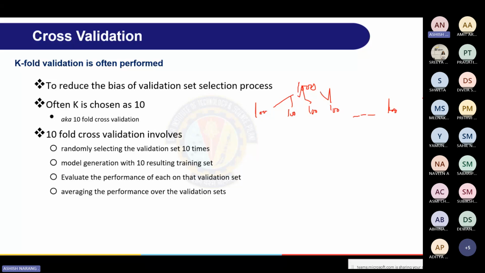In this way, I will train 10 models, see the performance of the 10 models, and then take the average of each. So I'll have a better estimation of the model performance. I'll reduce the dependence on one random training-test split. I'll have efficient use of limited data. And of course, this will also avoid overfitting more reliably.